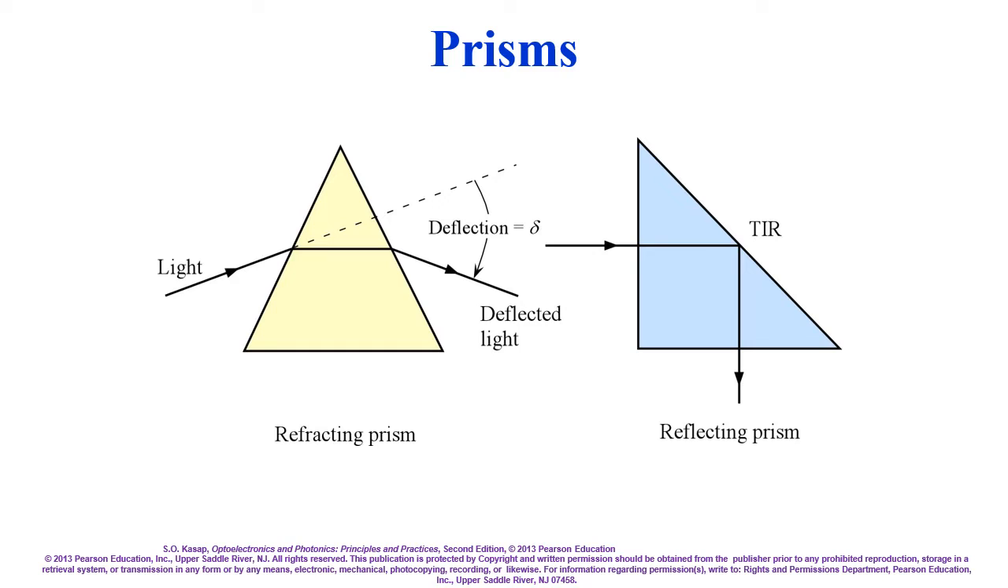This is a figure of a prism. This is a refracting prism and this one is a reflecting prism. In this prism, basically what happens is the light makes a TIR, but in this prism there is no TIR.